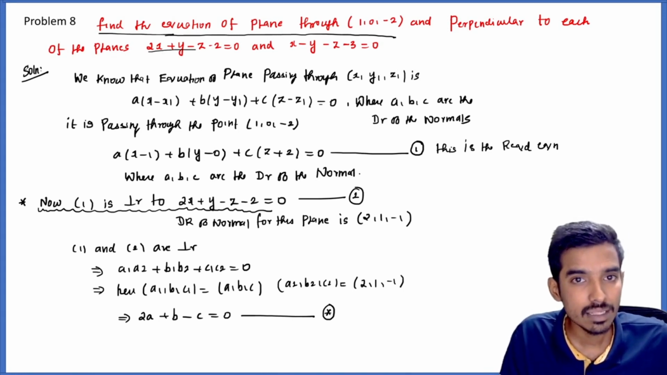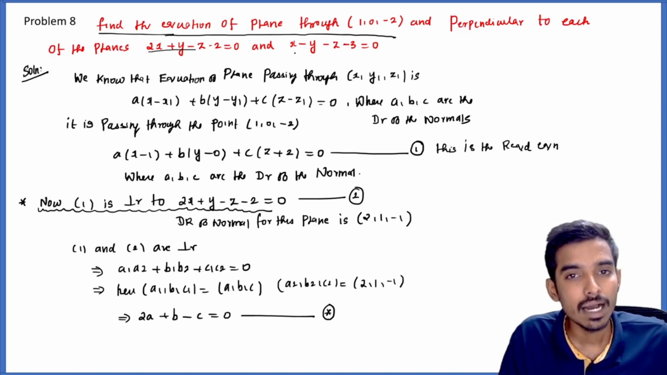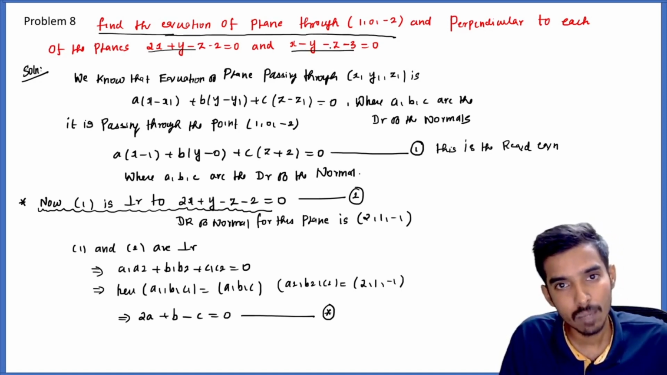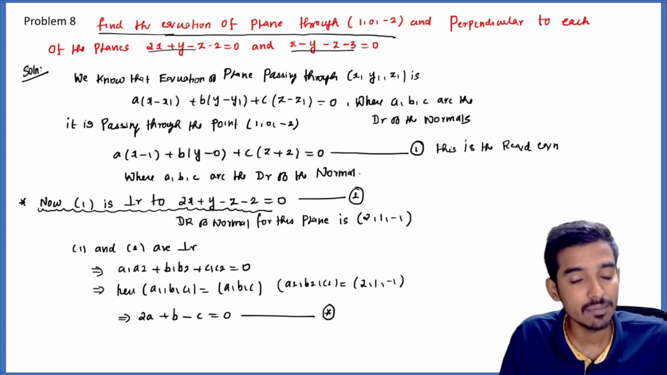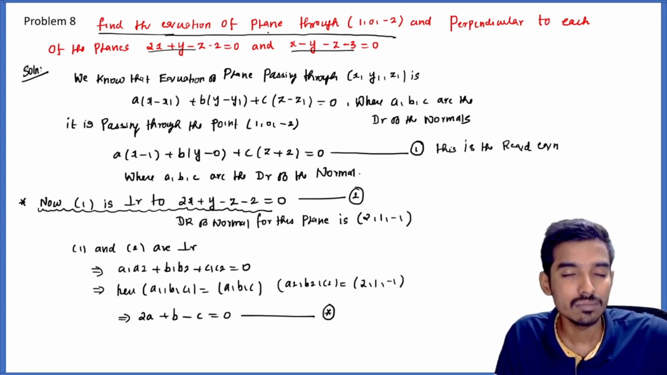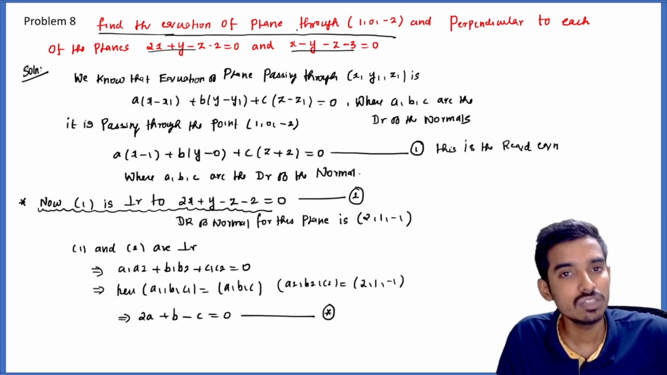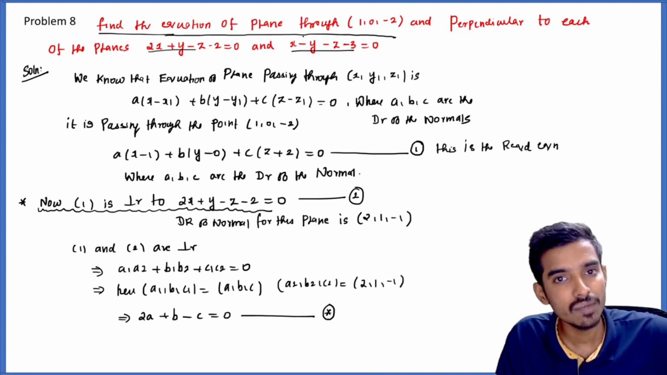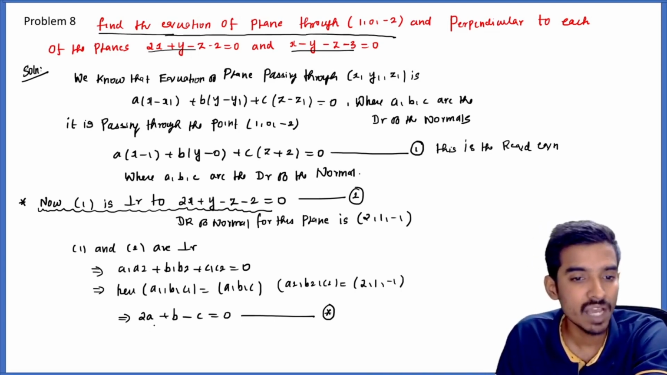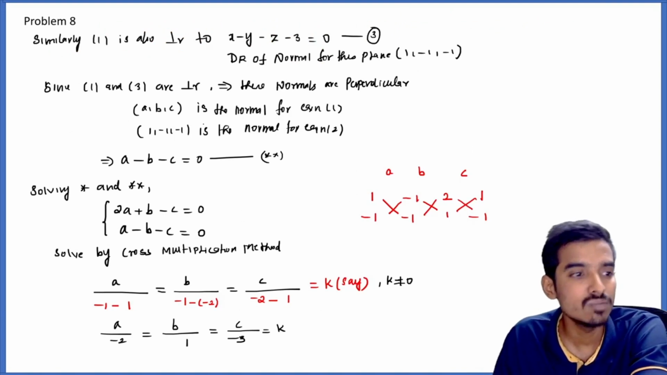Right? And similarly, this plane and this plane are perpendicular. This plane has direction ratio a, b, c, and this plane has direction ratio 1, -1, -1. If I say direction ratio, it means direction ratio of the normals. They are perpendicular. That means a1a2 plus b1b2 plus c1c2 is 0. So we have a minus b minus c is equal to 0. So we have 2a plus b minus c is equal to 0, and a minus b minus c is equal to 0.